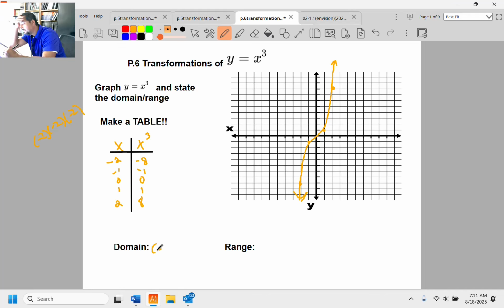Now its domain is -infinity to infinity, as is its range, because it runs left forever and it runs right, and it falls and rises forever. If you are a fan of set builder notation, that'd be all values of x such that x is an element of the real. And over here, since you're talking about range, it'd be all values of y, such that y is an element of the real. Ta-da!